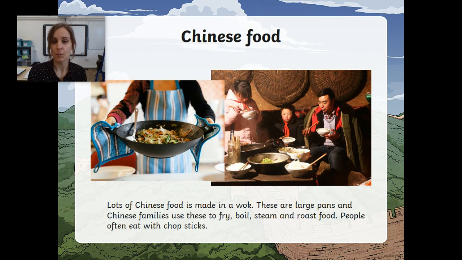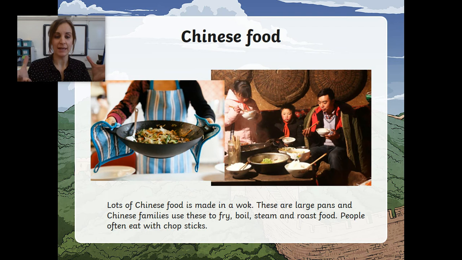Oh, does anybody know what that big pan is called the lady's holding? That's right, it's a wok. And we learnt about a wok, didn't we? We read our story this week. That is massive, actually. Goodness me, it's much bigger than the saucepans I have in my cupboard or my frying pans. Now, lots of Chinese food is made in a wok.